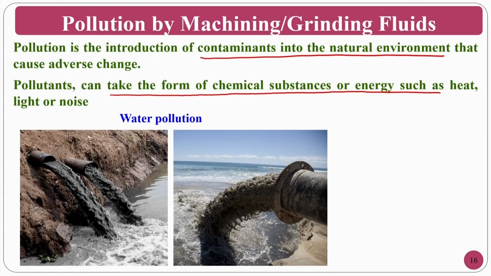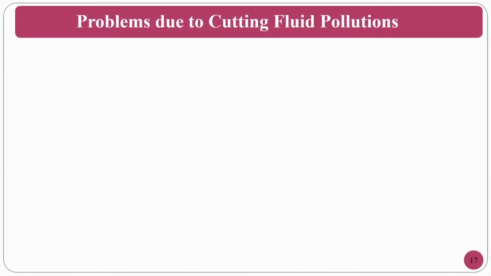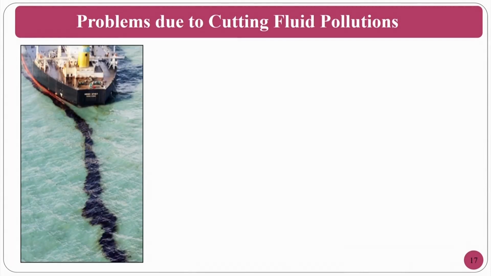So, these are the water pollution that we have seen, this is the land pollution, and other things which we have seen in the previous slides. The problem is that by throwing these contaminants you are causing pollution. You should not cause this pollution; even if you want to release, you should do some pre-treatment, then send it. So, what are the problems due to cutting fluids?